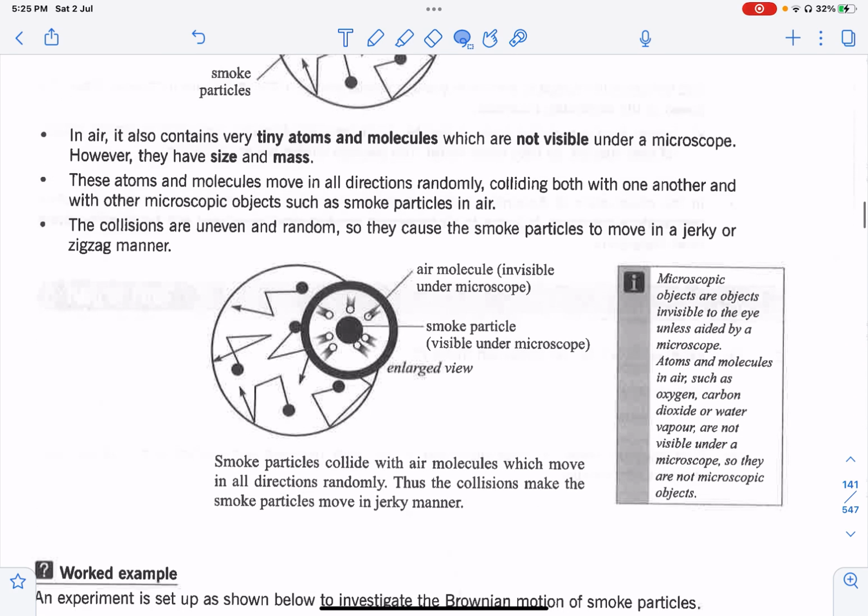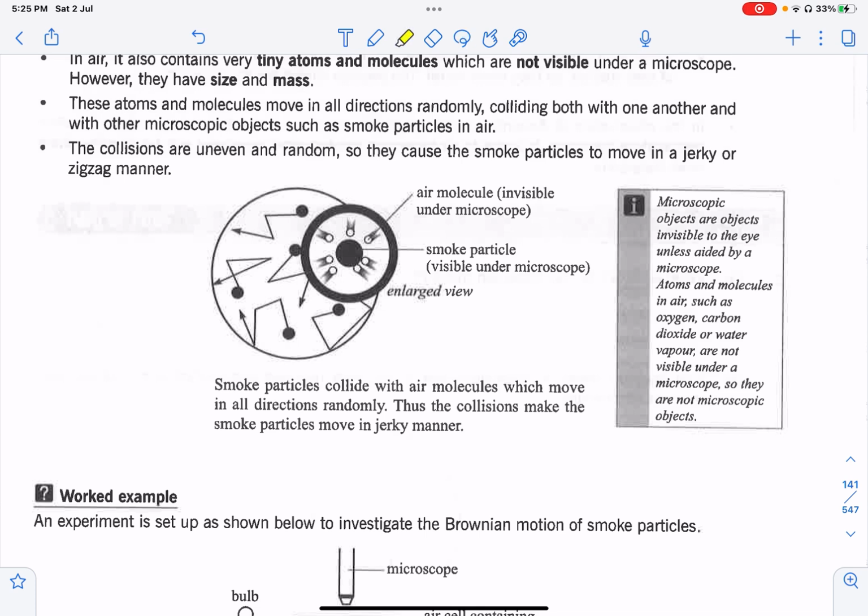And air also contains other molecules that are not visible, like just now what I shared, your oxygen, your carbon dioxide. However, they have size and mass. So these atoms and molecules will always move randomly, and due to that, there's a chance or a frequency of them colliding with each other. This constant and uneven or random collision will then result in the smoke particles moving in a jerky or zigzag manner. So in exam, sometimes they may ask you to draw or to highlight the direction of these particles.